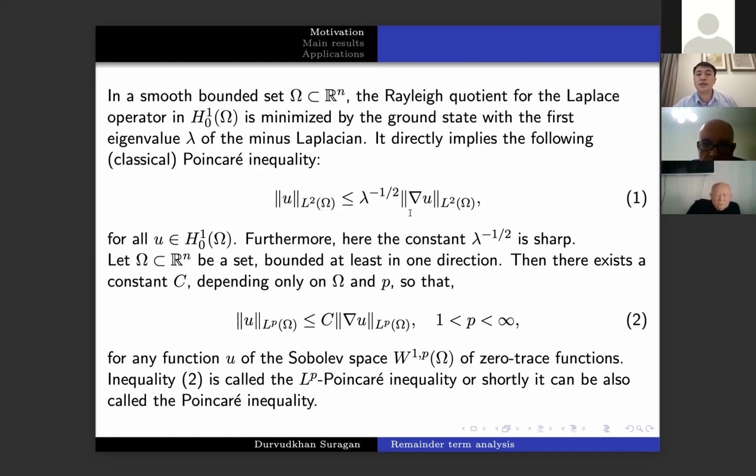This is the classical case, and it's a very important tool in PDE, and there are many extensions, generalizations, and different versions of this inequality for the corresponding needs in the theory of PDEs. One of the possible extensions is the so-called L^p version of this inequality, given by formula 2. It's known that there exists some constant which depends on omega and p, where omega is just the set.